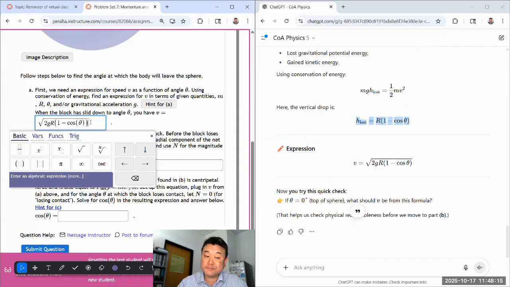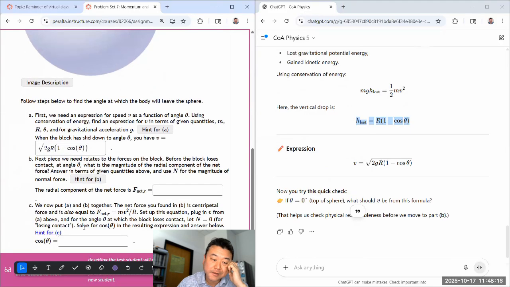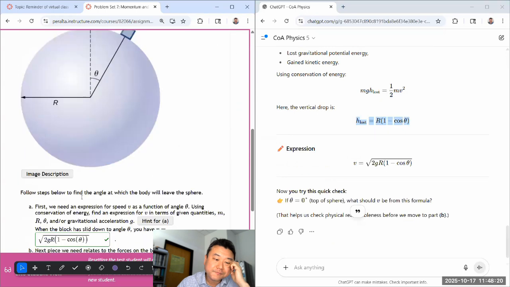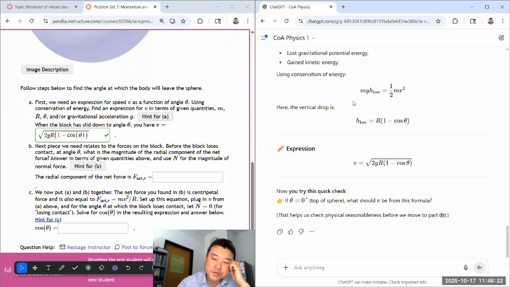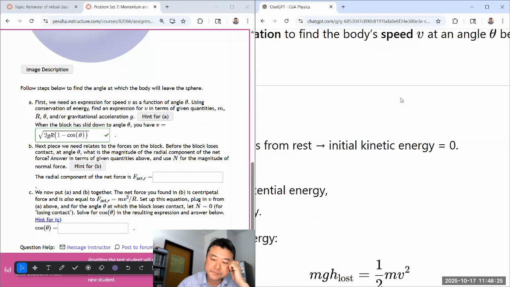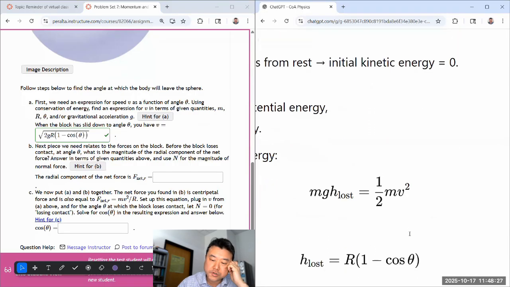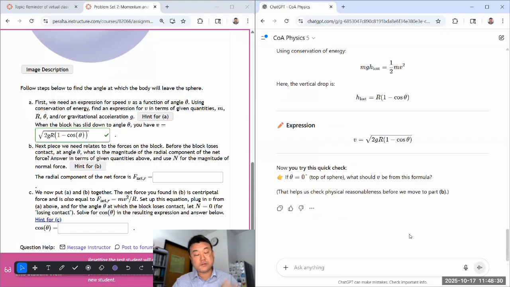I mean, this looks like a correct answer, and it probably is, but it should have either stopped to here, like here, or it should have stopped to here. Now you as the user can always make sure you understand what's going on. So you might ask, let's say you can do the algebra from here to get here, but you are not sure: can you explain why h lost is equal to r times 1 minus cosine theta?